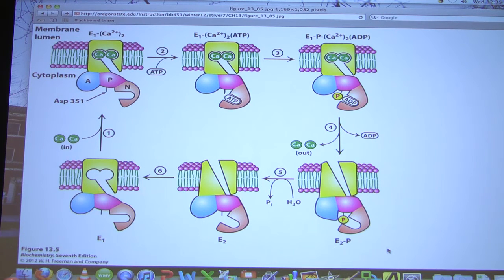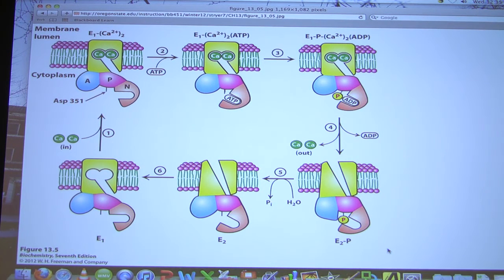Everything else then is back to resolving the initial condition. Water comes in, releases the phosphate. Release of the phosphate causes the shape change back to the original state, and we're back where we were. Now, I'm not so worried about you memorizing the steps in this process. It doesn't really matter to me if you know that calcium comes in first and then ATP, et cetera, et cetera. But I do want you to understand the role of ATP here. ATP is an energy source that's putting a phosphate on here, and that's what's driving the whole process. The addition of the phosphate to that aspartic acid residue is causing a shape change that results in the expulsion, in this case, of calcium.